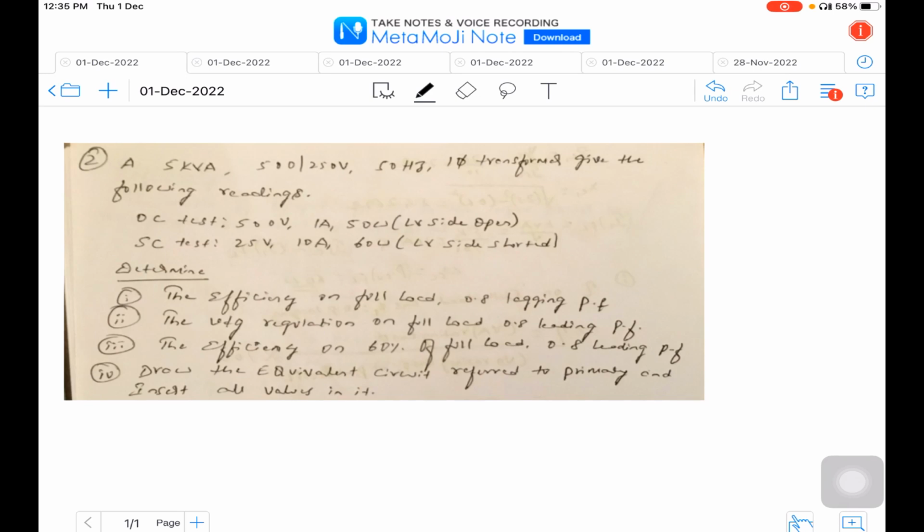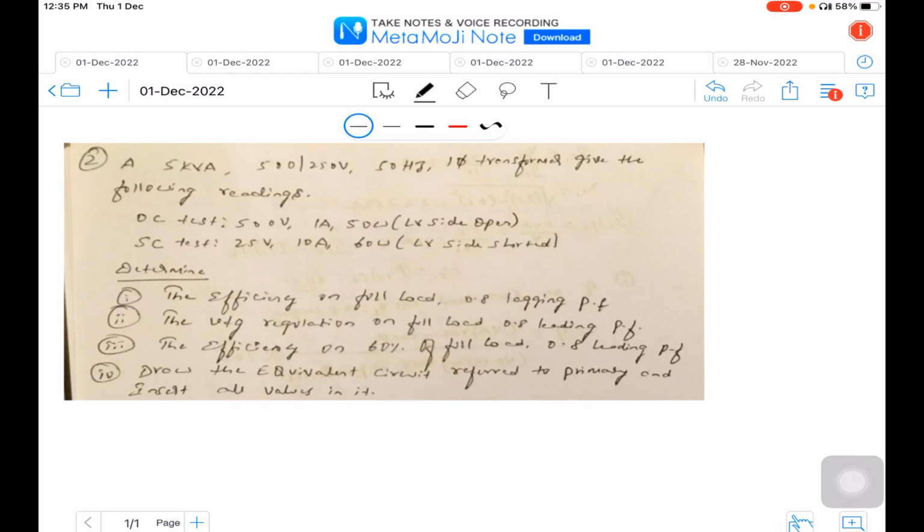And the last one, we have to draw the equivalent circuit referred to primary only, and insert all the different parameter values in it. So how to start this problem? First of all, let us understand what the data given here is and how to start with.